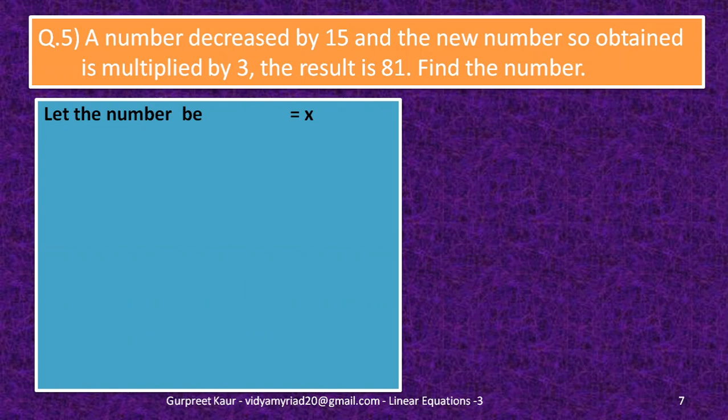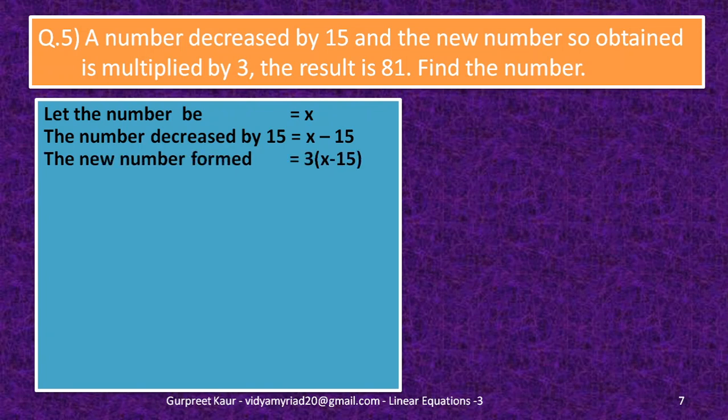Then they are saying that a number is decreased by 15. What do you mean by decreased? It is going down. Okay, that means you will subtract. So, it will come like this. The number decreased by 15 is equal to x minus 15. Now, this is the result. Now on this result they are saying it is multiplied by 3. Okay, so the new number formed is 3 multiplied by x minus 15.